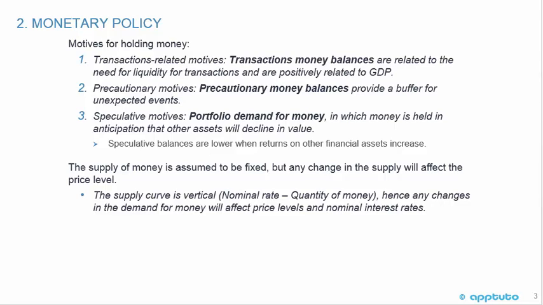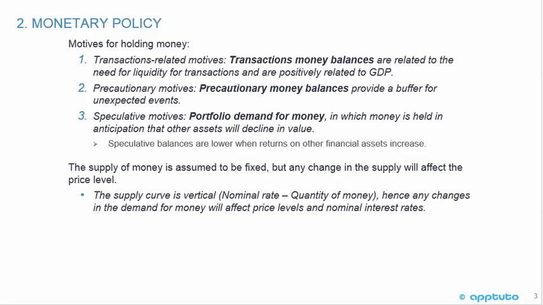And finally, number three, speculative motives. Portfolio demand for money, in which money is held in anticipation that other assets will decline in value. That's when, for example, the stock market is reaching 10-year highs. You do a little bit of rebalancing, you sell some of your stocks, and you keep it in cash because you might be holding it in anticipation that the assets will decline in value, and then you'll buy back in. So speculative balances are lower when returns on other financial assets increase.